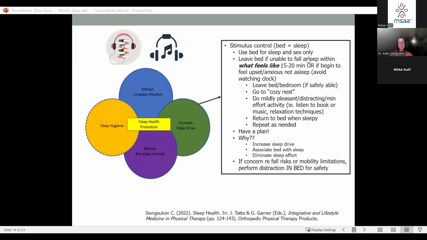Where are you going to go? What are you going to do? Having that, we refer to it as the cozy nest. Have your cozy nest set up with, if it's going to be a book that you're going to read, or maybe it's an audiobook that you're going to listen to, have your phone there, have your earbuds, whatever you need. Have a blanket, have your slippers, have a cup of water. So that way it makes it a little bit easier to get out of bed and go to that cozy nest.